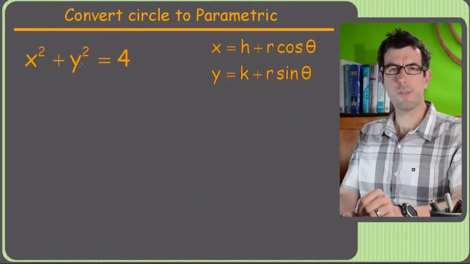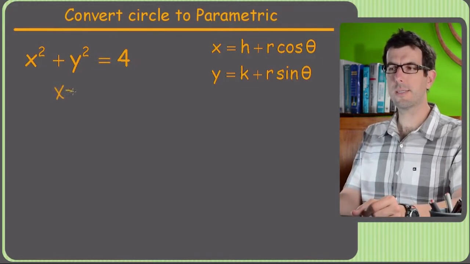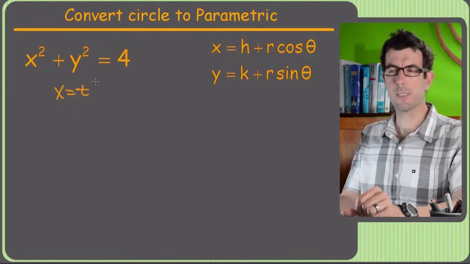Let's take a look. How do we convert this circle to parametric? Now, as I showed in the previous video, we could say, oh hey, x equals t, and therefore solve and get some crazy square root stuff.